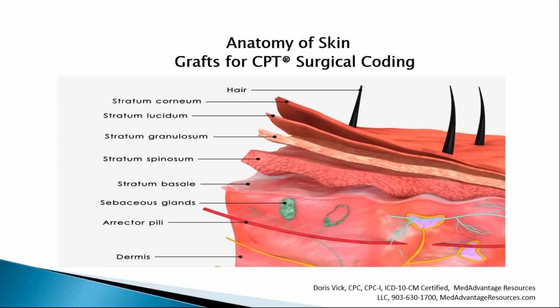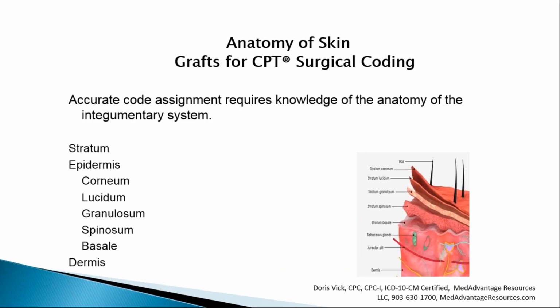Here is a different illustration from a different view, also with different terminology. It divides the layers into even more detail. Again, pause the recording as necessary, replay, and become familiar with the terminology for the anatomy of the skin, or integumentary system. Accurate code assignment requires knowledge of the anatomy of the integumentary system. You can't begin to code accurately without being familiar with the different terms. These terms will be used by the surgeons in the surgical narrative or the operative report.